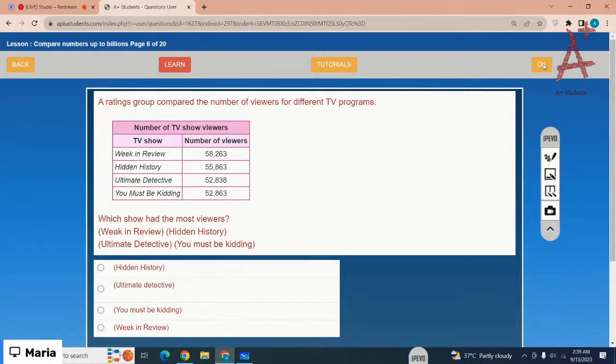A ratings group compared the number of viewers of different TV programs. Which show had the most viewers? Which is the correct option? Which is the most value? You just have to compare the number of viewers, right? So, which has the highest value? Yes, the first one, Week in Review, right? The first digit for all of them is exactly equal, but the thousands digit is 8 for Week in Review. So that would be the greatest value. So 58,263 is the greatest value, that is Week in Review. The last option is the correct one.